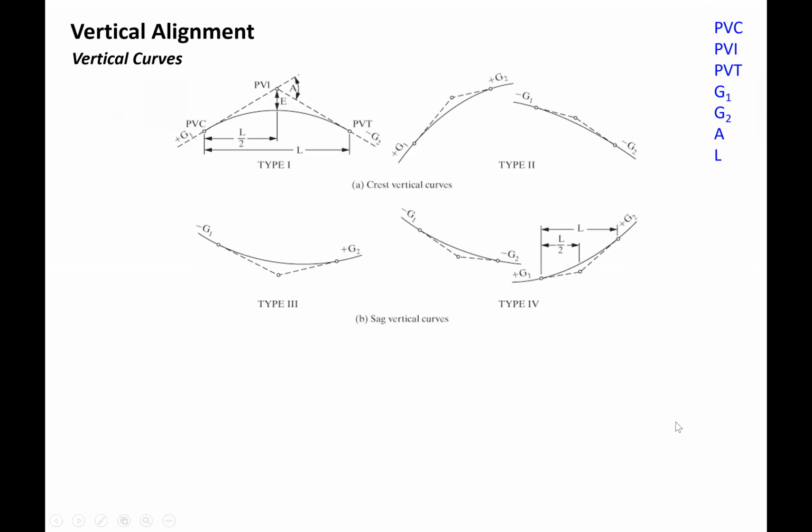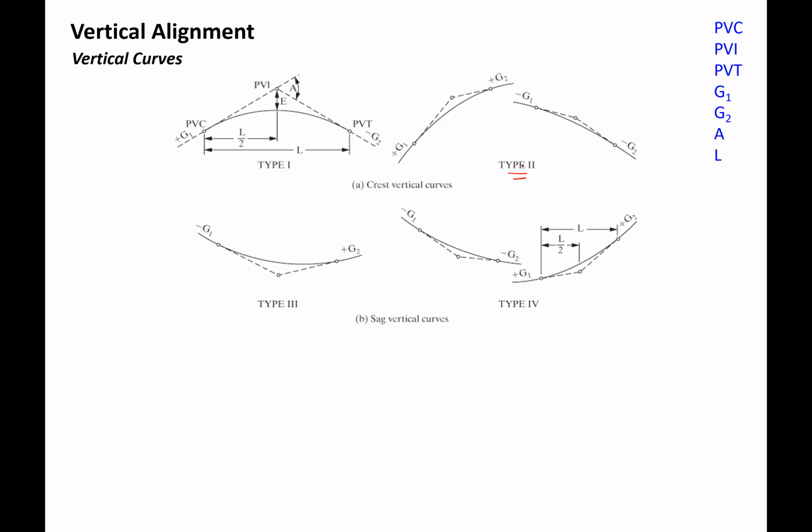All right, so recall that with vertical curves, we're looking at a curve either of a crest type or a sag type. Of each of those, there are two subdivisions. So we have a crest that can go from a positive to a negative, a crest that can go from positive to positive or negative to negative, as you can see here on the right-hand side of the screen, these type 2 curves.